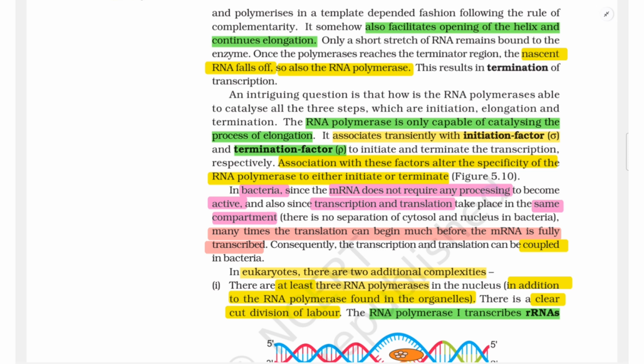An intriguing question is how the RNA polymerase is able to catalyze all the three steps, which are initiation, elongation and termination. The RNA polymerase is only capable of catalyzing the process of elongation. It associates transiently with initiation factor sigma and termination factor rho to initiate and terminate the transcription respectively. Association with these factors alters the specificity of RNA polymerase to either initiate or terminate. Figure 5.10.